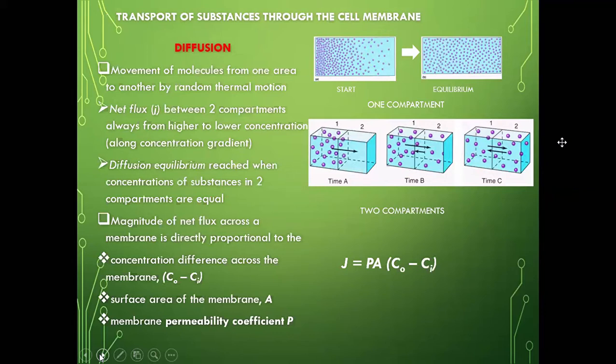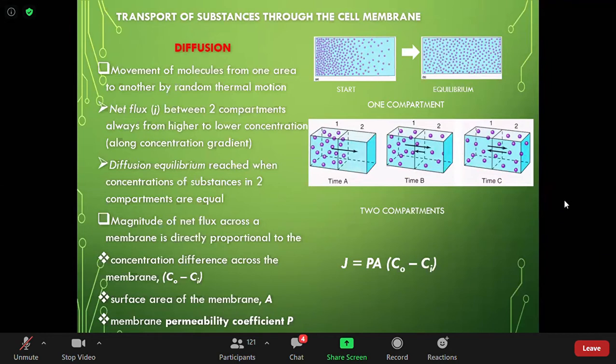When you say simple diffusion, it is the movement of molecules from one area to another by random thermal motion. So it is from one area of higher concentration towards the area of lesser molecule concentration until an equilibrium is reached. So there is a net flux between two compartments, always from higher to lower concentration along a concentration gradient. The diffusion equilibrium is reached when the concentrations of the substances in the two compartments are already equal.